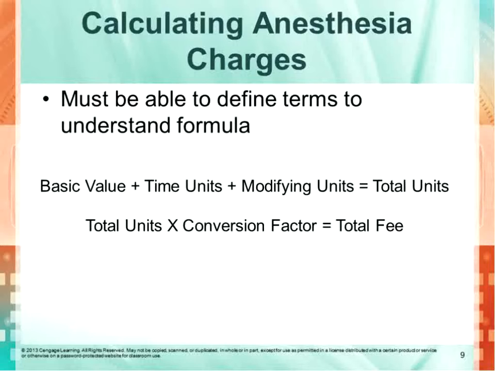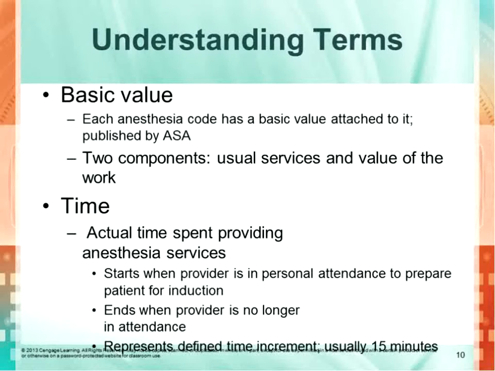So let's look at each of these terms in the formula. The basic value was the first term mentioned in that formula, and basically each of your anesthesia codes has a basic value attached to it. This is not something you have to come up with, but it is published by your American Society of Anesthesiologists, your ASA. They publish those on a regular basis, and they update them, and we have a table in which we pull that value that they're assigning to each of those anesthesia codes.